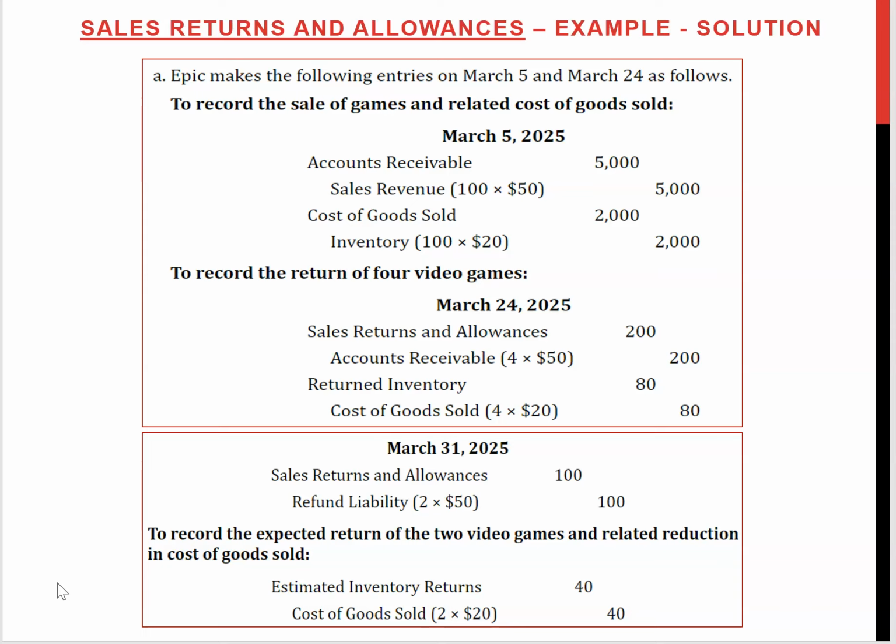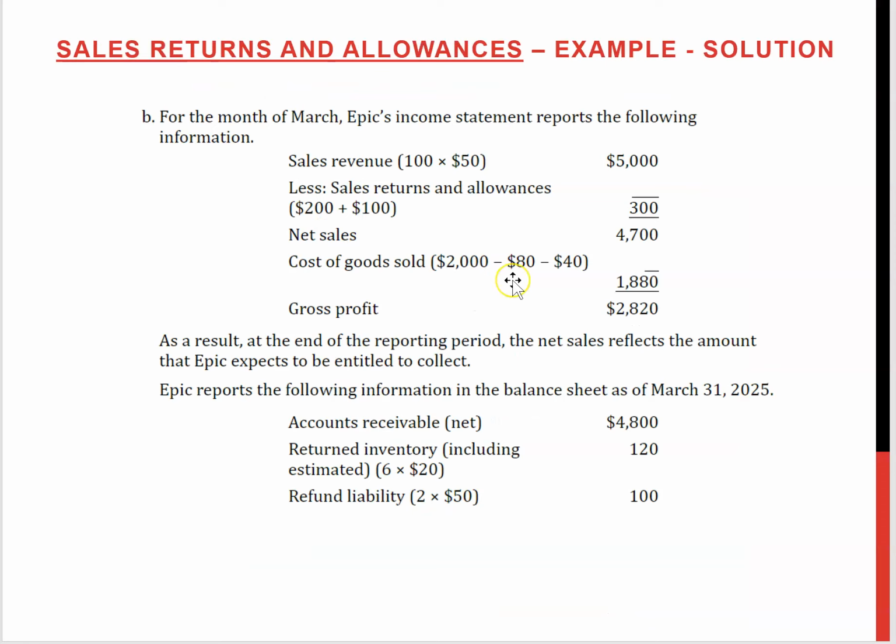Now, how will they show all these on their financial statements? For financial statements, they have to report sales revenues. These were their original or initial sales revenues for 100 games. Then they adjusted the sales returns. Remember, this was the actual return, and this is also another return they estimated, which is also confirmed.